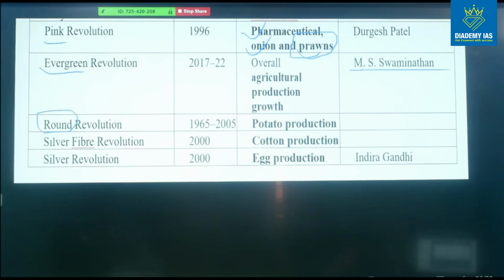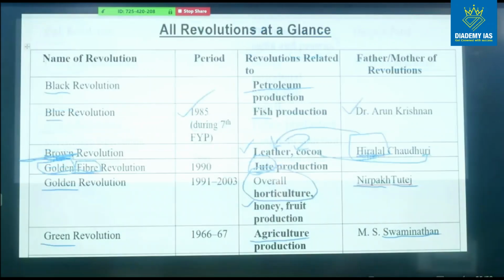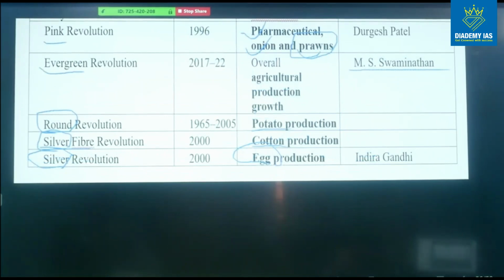Round revolution, potato production. Silver fiber revolution, cotton production. Silver fiber, right? Golden fiber was jute and silver fiber is cotton. Silver revolution is egg. And what is white revolution? White is not given in this list. White is your milk revolution, right?